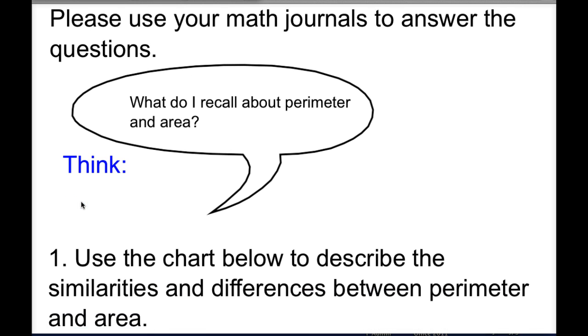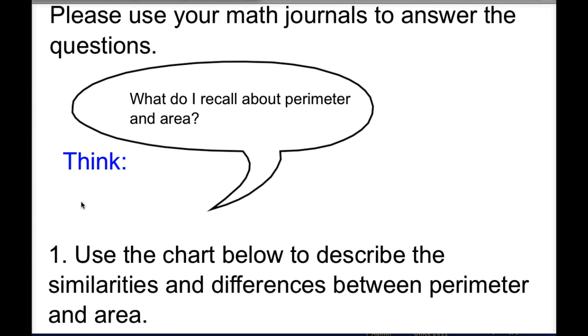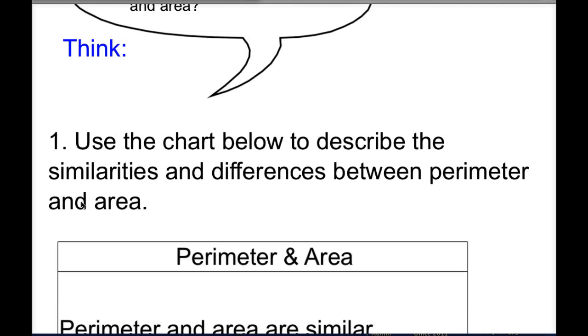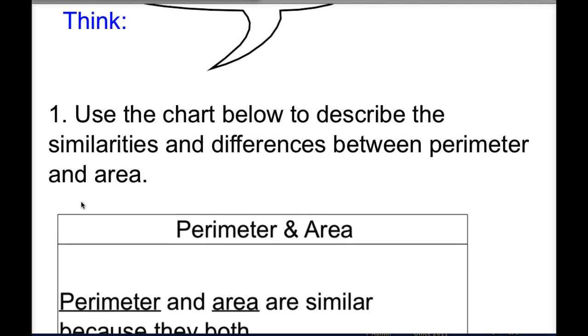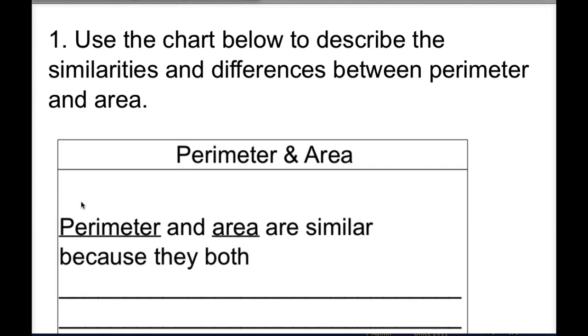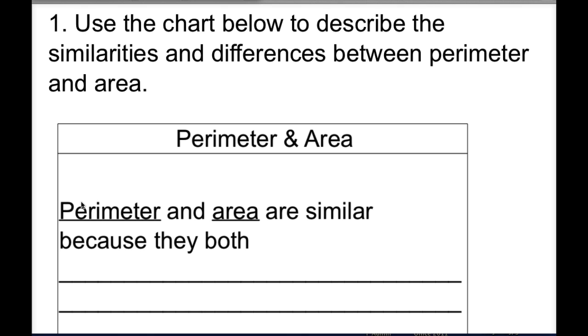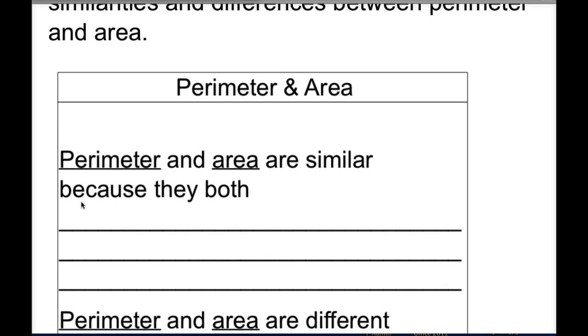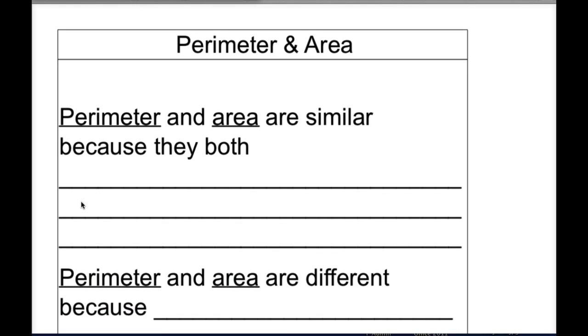So you need to think about what you recall about perimeter and area. Think about your responses to those images. Now, I would like for you to use this chart below to describe how area and perimeter are similar and how they are different. And here's the chart that you will be recording your responses in.